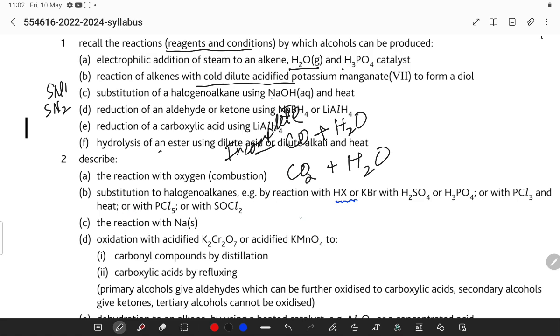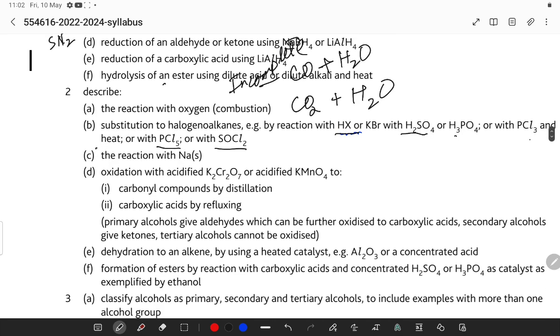Substitution to haloalkanes by reaction with HX, or KBr with H2SO4 or H3PO4, or PCl3, or heat with PCl5 or Cl2. I have discussed these reactions earlier in haloalkanes. So haloalkanes are formed by reacting alcohol with PCl3, PCl5 and SOCl2 to form halogenoalkane.